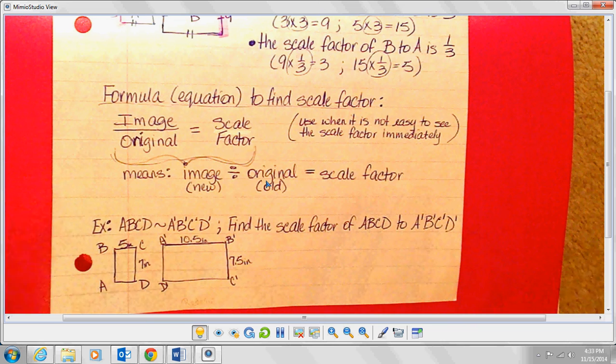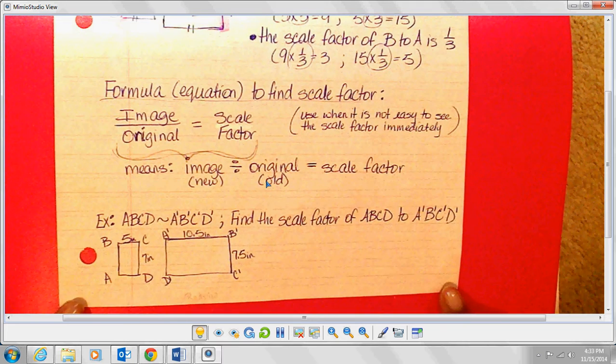And if you don't know the difference between the image and the original, the image is your new shape. The original is the old shape. The original is what you started with. The image is what you have created from the original.